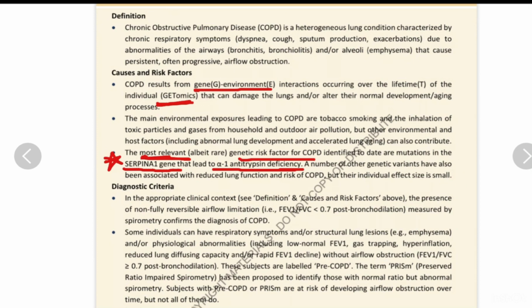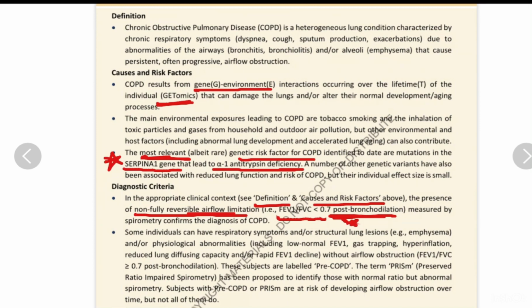So what are the diagnostic criteria for diagnosis of COPD? In the appropriate clinical context, with definition, causes and risk factors, the presence of non-fully reversible airflow limitation, meaning FEV1 by FVC less than 0.7 post bronchodilation, is very, very important. It should be post bronchodilation, not pre bronchodilation, and measured by spirometry to confirm the diagnosis of COPD.